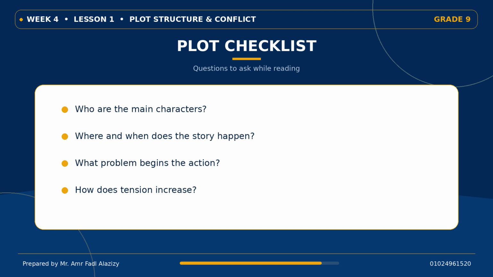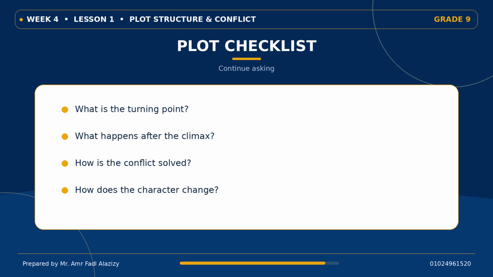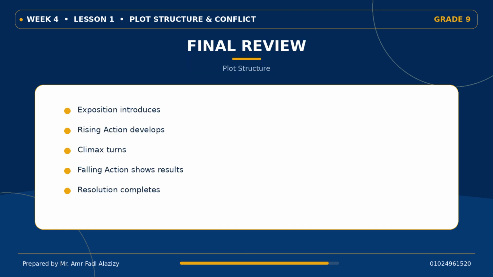Here is a useful plot checklist. Ask, who are the main characters? Where and when does the story happen? What problem begins the action? How does the tension increase? What is the most important turning point? What happens after the climax? How is the conflict solved? And how does the character change?